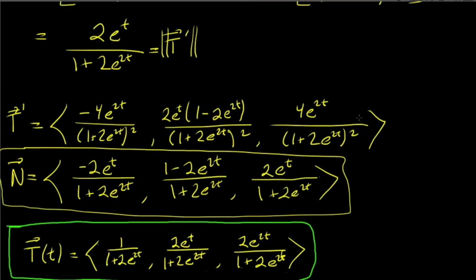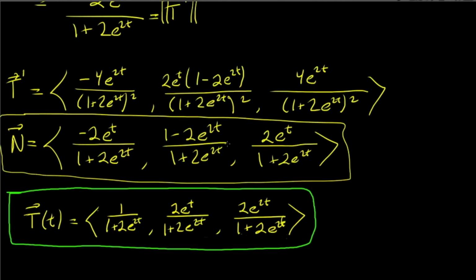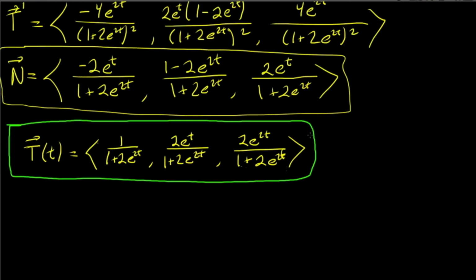So if you want to use the formula to calculate N, it's still a lot of work, but probably not as much as we did in this case here. Okay, one good way to check, of course, and I don't want to spend forever on this, but let's just make sure that T and N are indeed orthogonal, by taking their dot products.